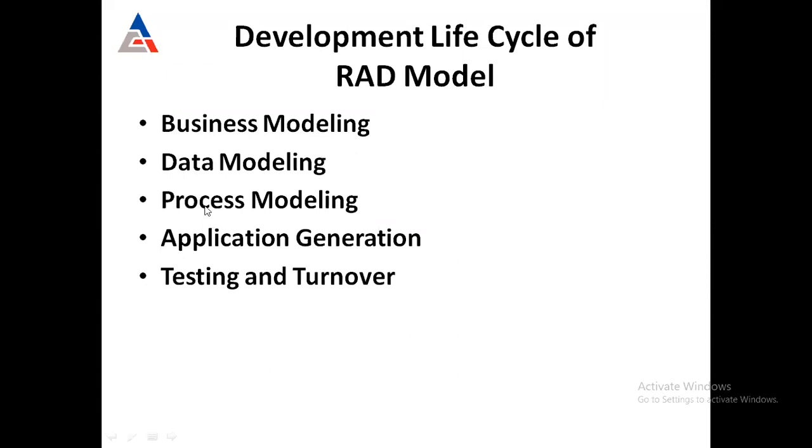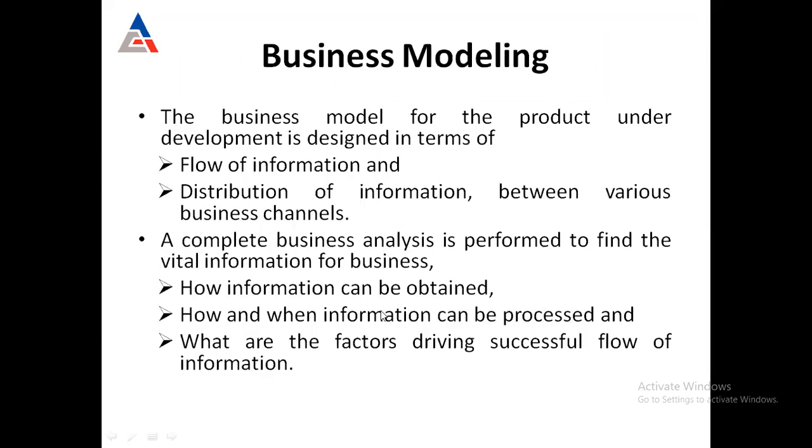So next is the development life cycle of the rapid application development model. In the life cycle, we have business modeling, data modeling, process modeling, application generation, and testing and turnover. So what is business modeling? The business model for the product under development is designed in terms of flow of information, how the information will flow in the software, like the DFD, distribution of information between various business channels, how the information is distributed to the various modules of the particular function or software.